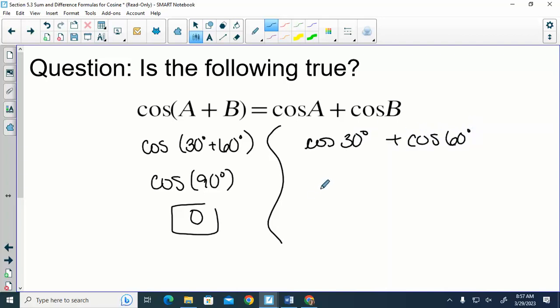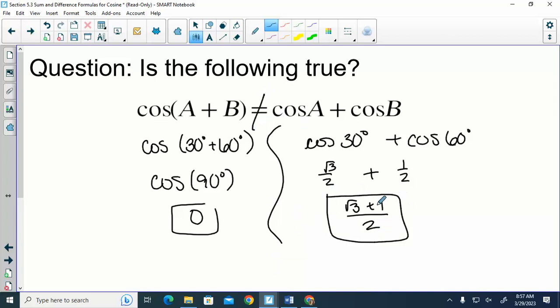So cosine of 30, fold in your 30, cosine's the bottom, so that would be radical 3 over 2. Cosine of 60 is radical 1 over 2, which is 1/2. Is radical 3 plus 1 over 2 the same as 0? No. So these are not equal. That means when we are dealing with trig functions, if you have an argument with multiple terms, you can't just distribute.